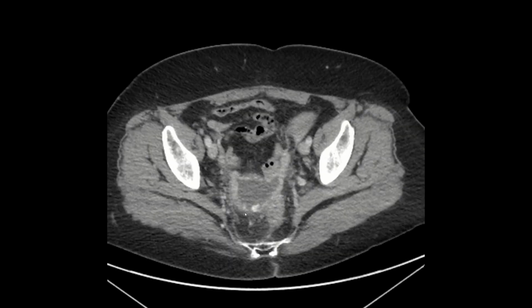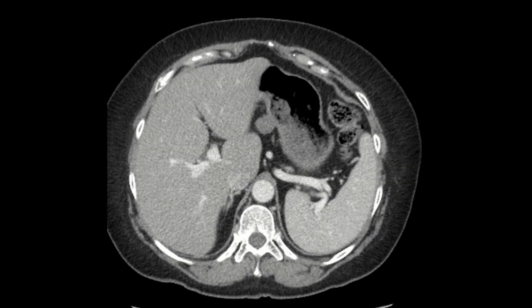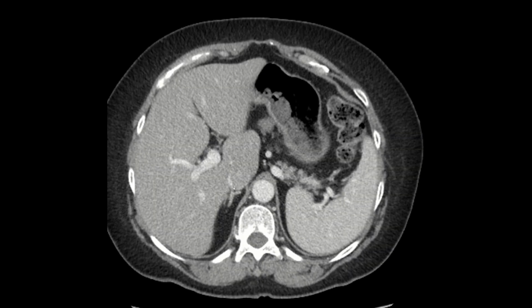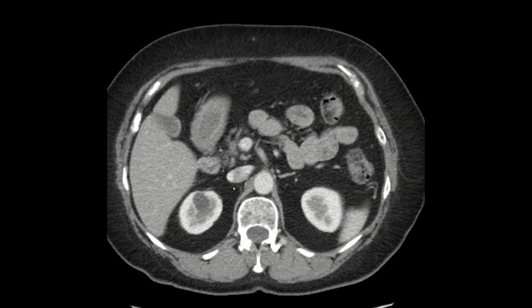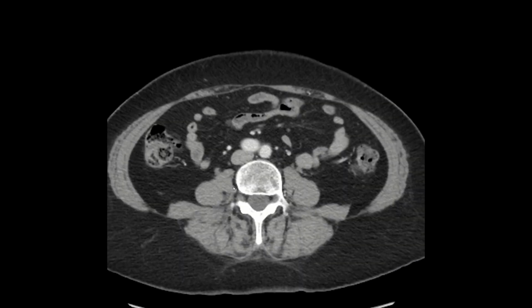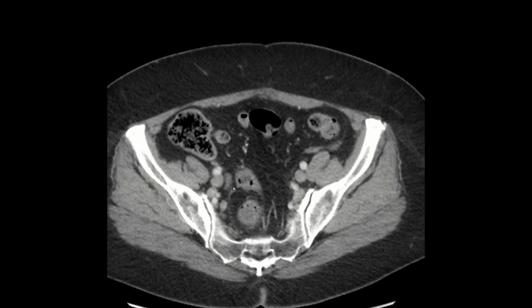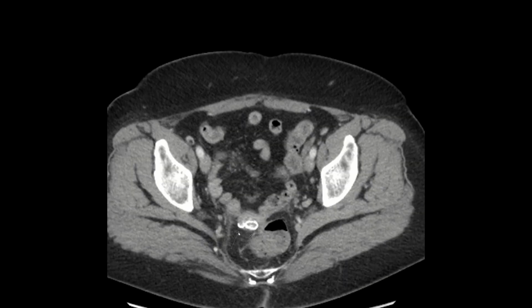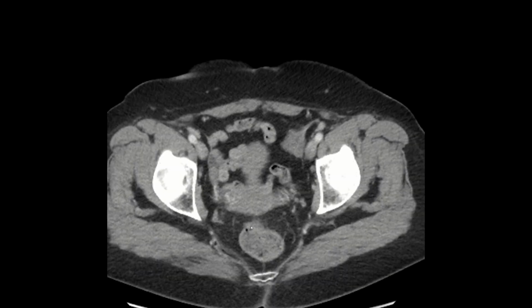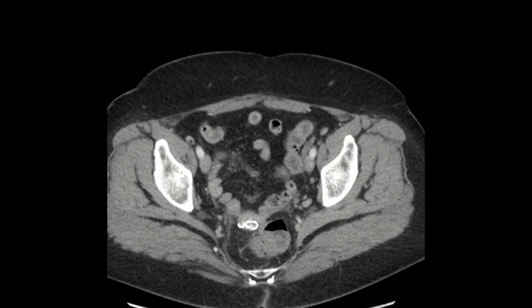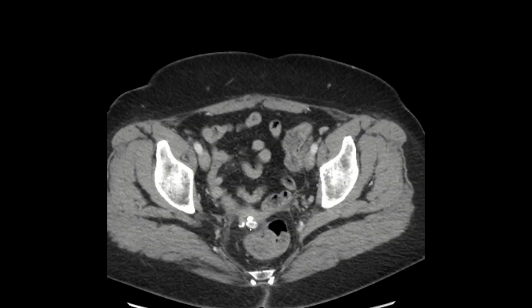So this patient was treated with antibiotics and they came back 2 weeks later, and we documented that the abscess had resolved and the appendicoliths that were dropped from appendectomy are still present in the dependent portion of the pelvis.